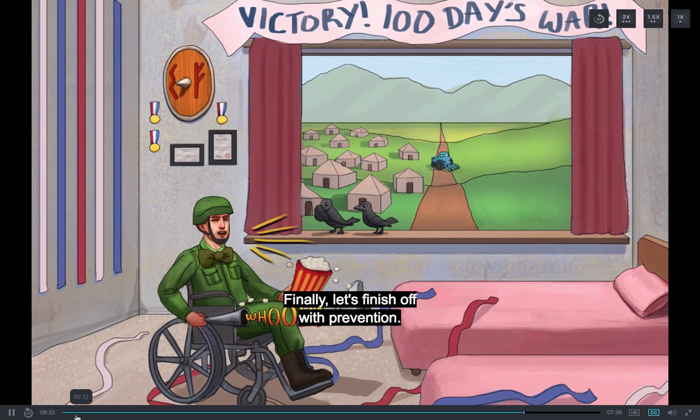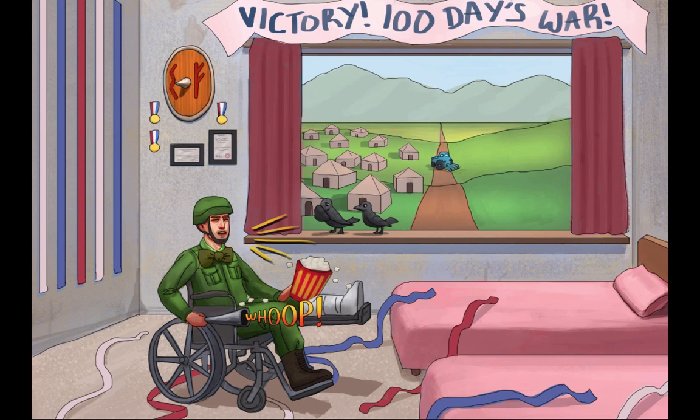Finally, let's finish off with prevention. There are 2 vaccines for Bordetella pertussis, the killed vaccine and the acellular vaccine. However, the killed one's no longer available in the US. We only use the acellular one. The acellular vaccine is composed of purified antigens of the bacteria, and it's a vaccine usually given to children along with diphtheria toxoid and tetanus toxoid. And altogether, this vaccine is called the DTaP vaccine, diphtheria, tetanus, and acellular pertussis.